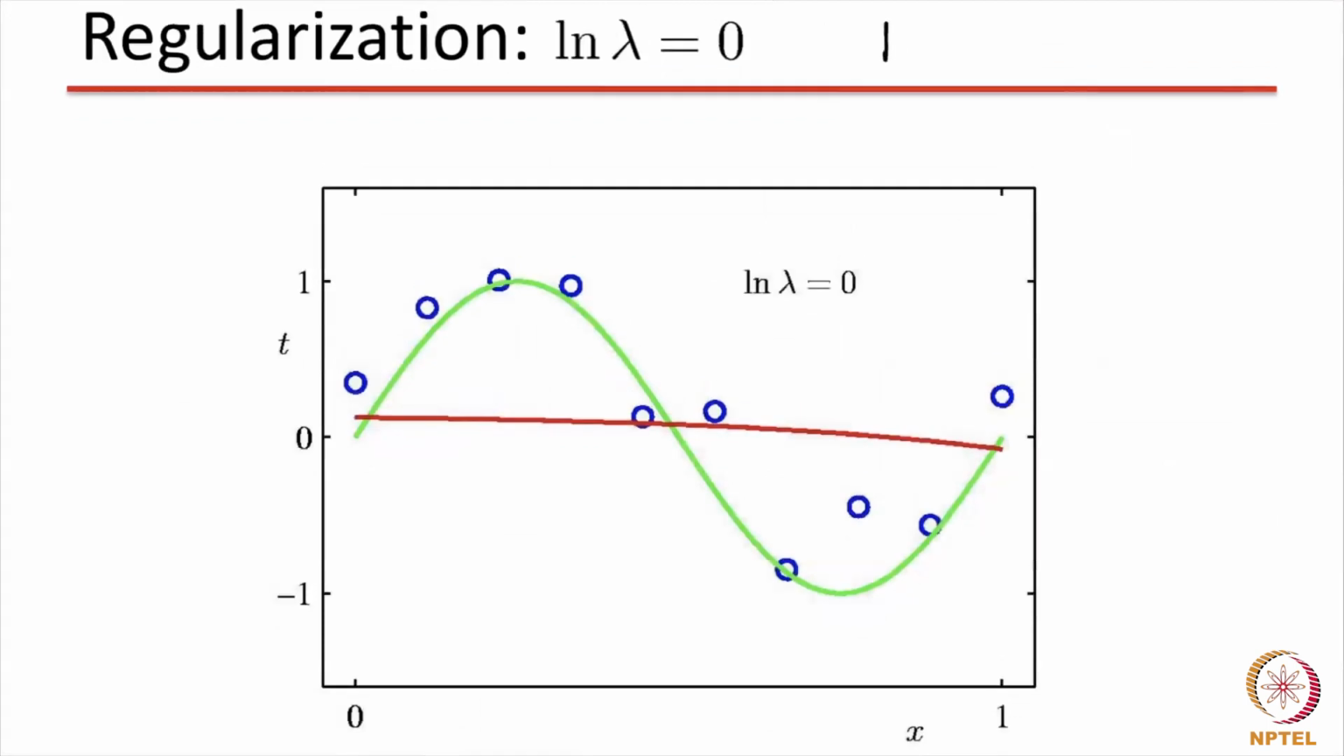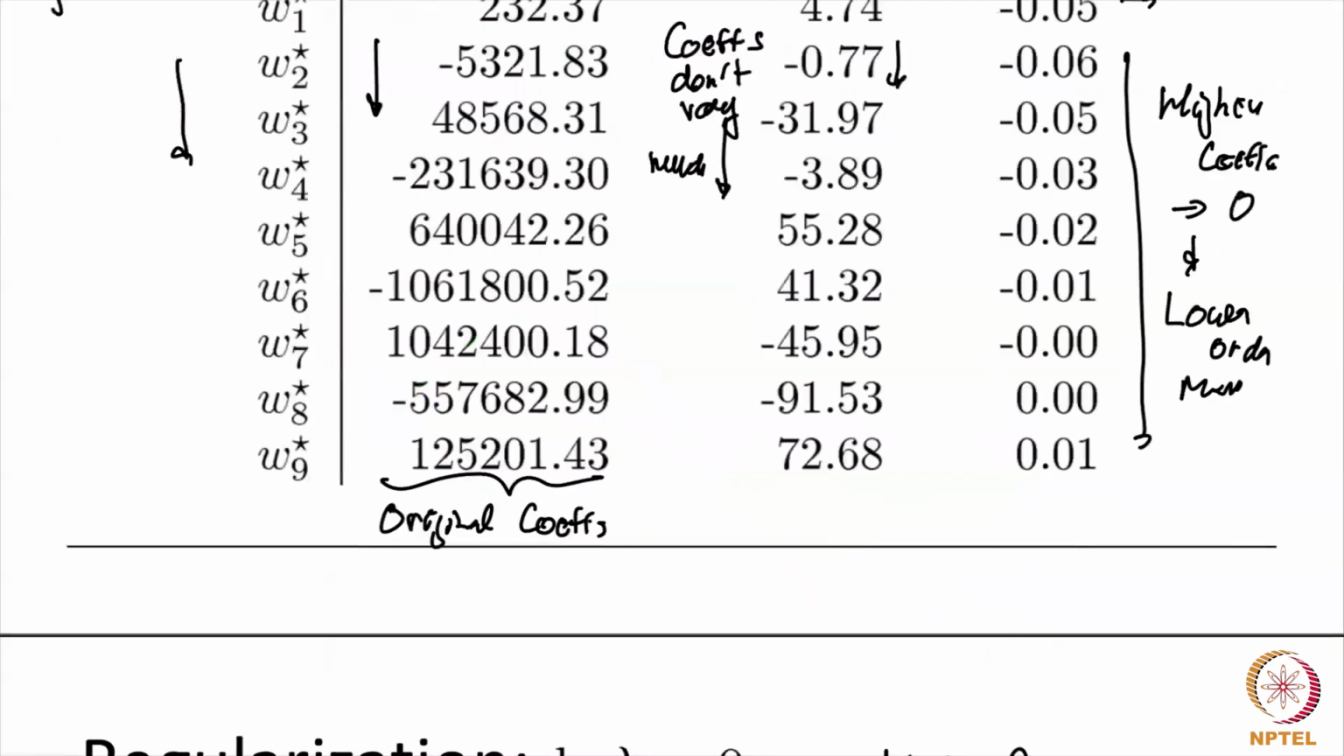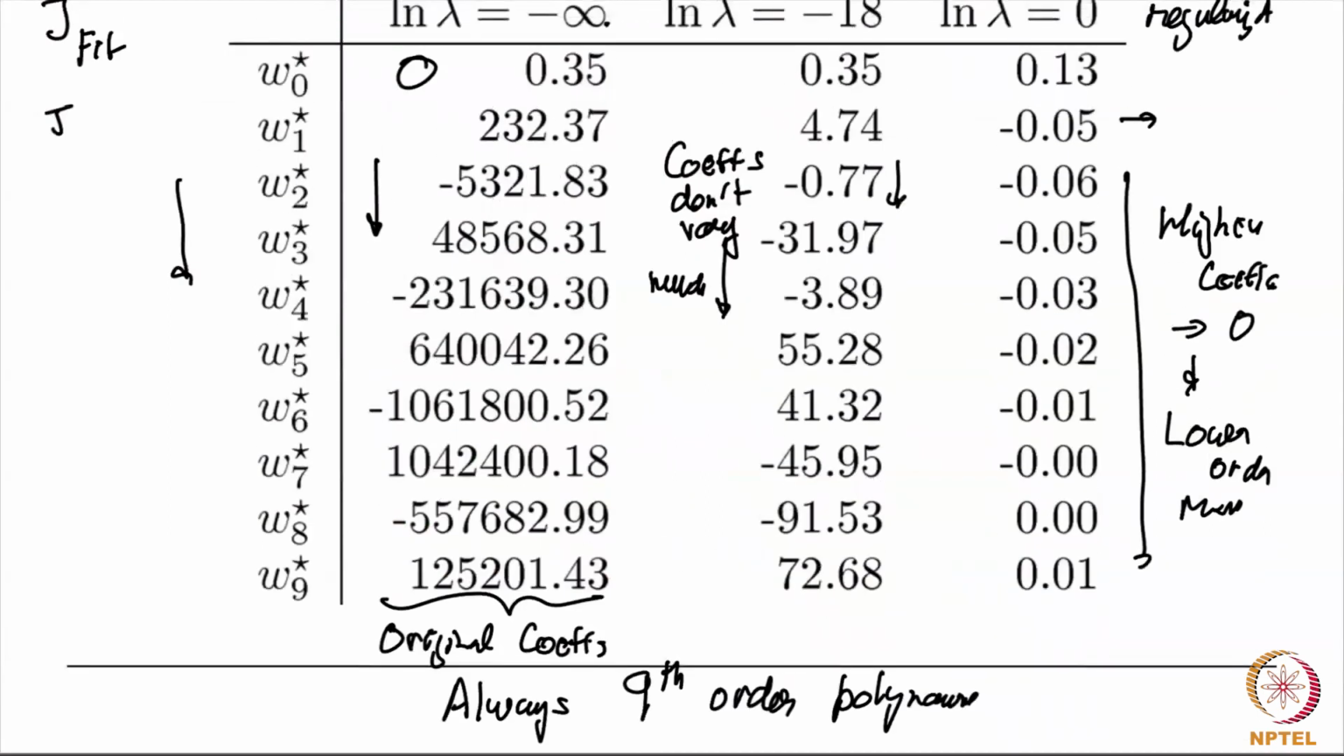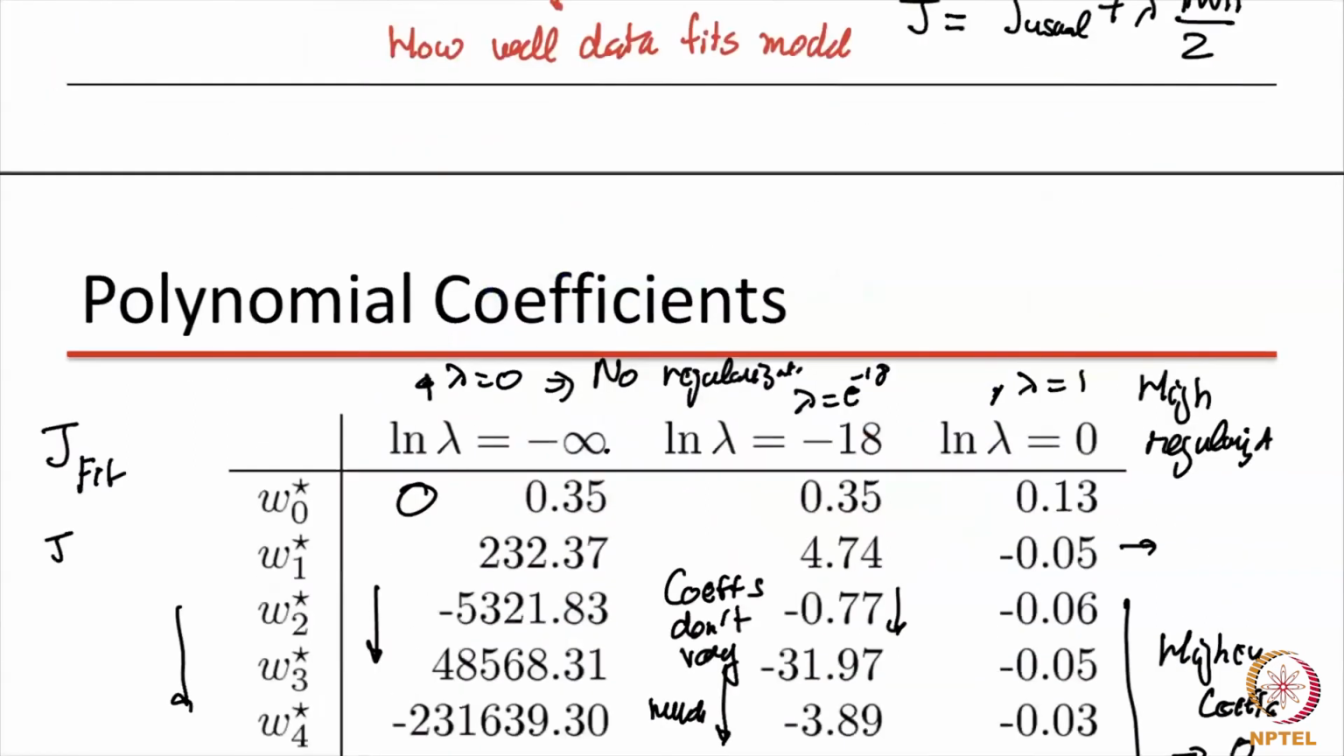Here is the high regularization. And look at what it looks like. It almost looks like the m equal to 0 model, but we still used an m equal to 9 model. Please notice we are not putting lower order models here. We are always using a 9th order polynomial, but the optimum W is found out by adding this extra cost.